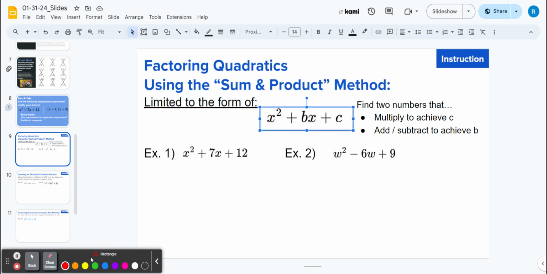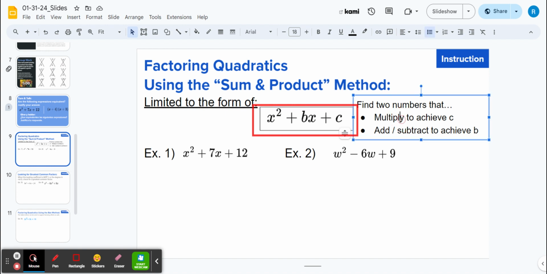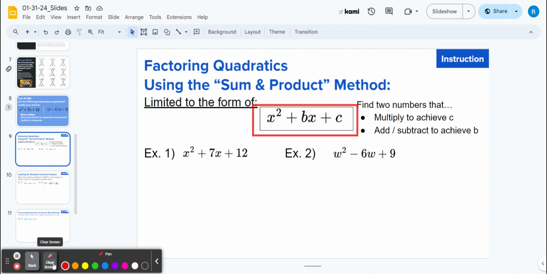So make sure that you guys get this formula down on your sheet here because it is going to kind of limit what we can work with. Basically, if we have this form, we just find two numbers that multiply to achieve C and add and subtract to achieve B. Let's see what I'm talking about here in this first example.